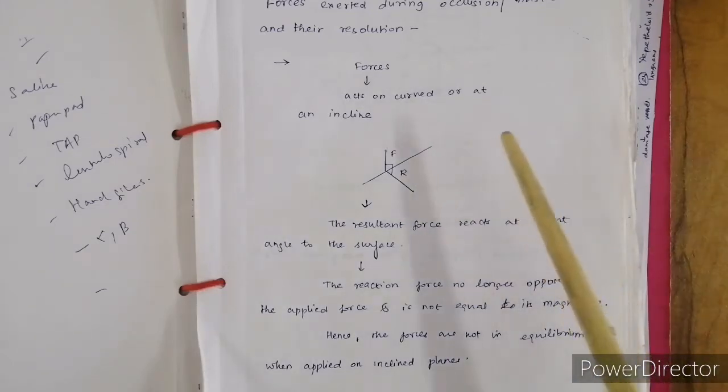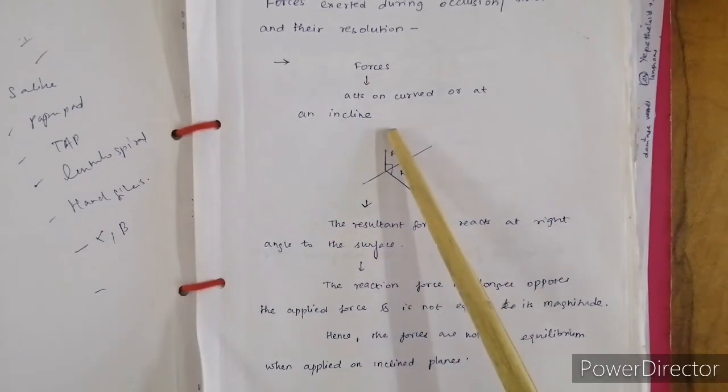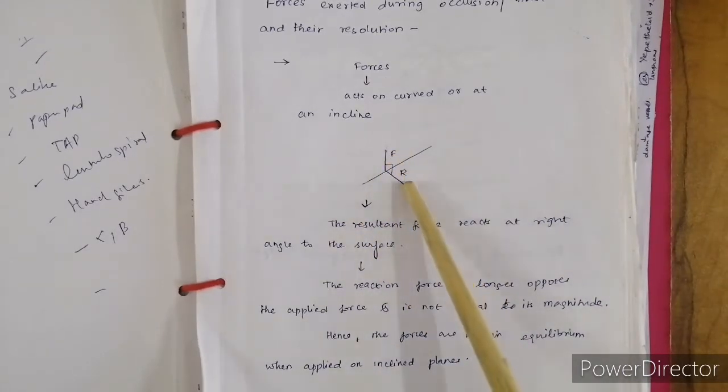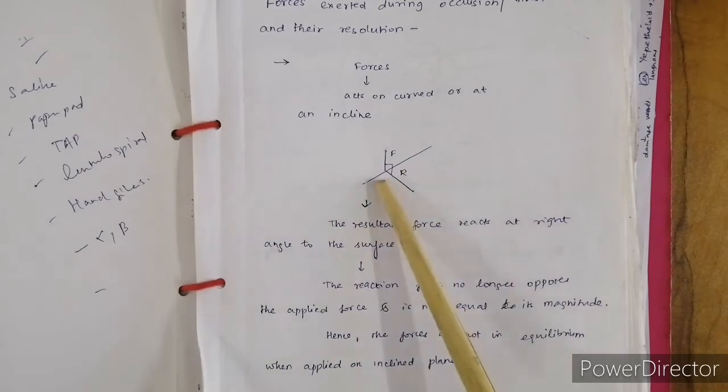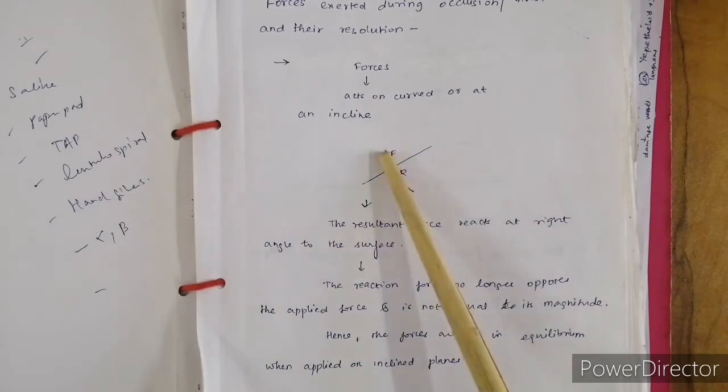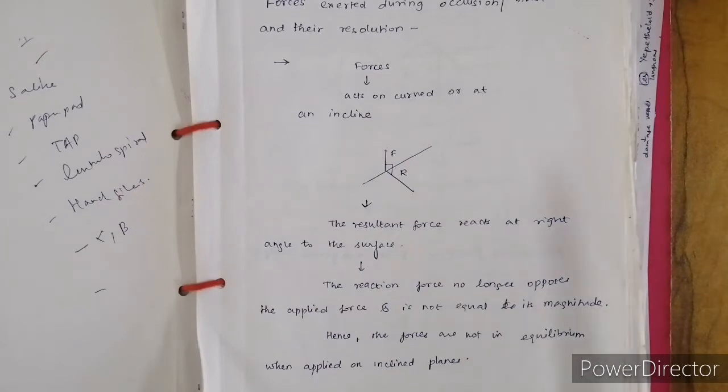Therefore, let us consider this to be an inclined plane. When the force is acting here, the resultant force R is developed, which is at right angle to the force applied, and it is also not equal in magnitude. So, this is the basic. Whenever the force is applied on an inclined plane, the resultant forces are no longer equal in magnitude to counteract the applied force.